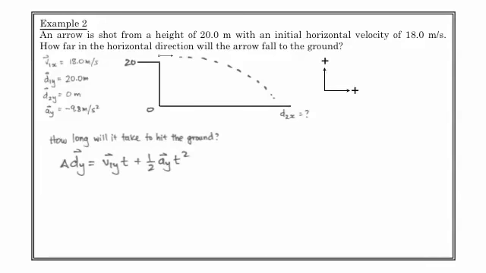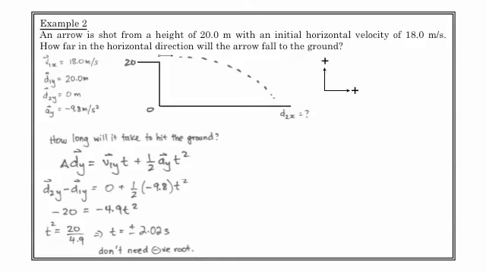All right. So how long will it take the arrow to hit the ground? Well, let's solve for t. We know that the change in displacement in the y direction, we know that it's negative 20 because it goes from 20 to 0, so it's negative 20. The arrow is going to fall 20 meters. We know that the initial velocity in the y direction is 0, so that's going to wipe out that term altogether. We know that the acceleration is down 9.8 meters per second squared. So this equation now actually becomes pretty straightforward.